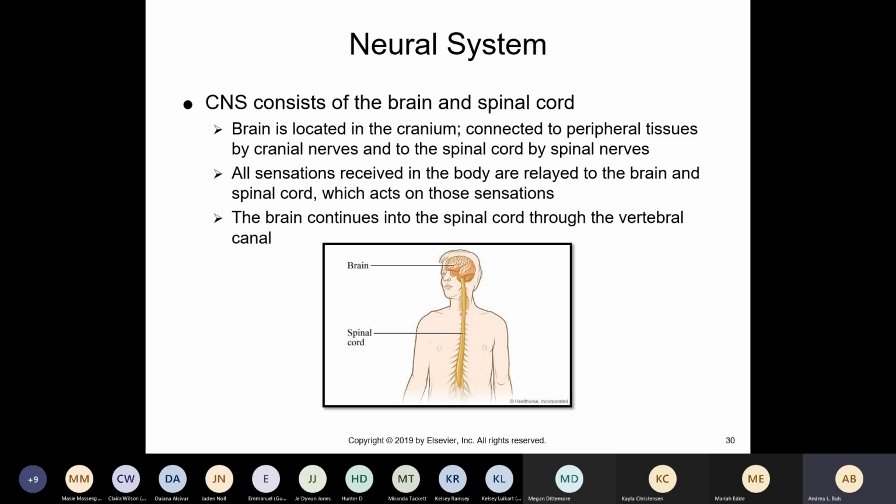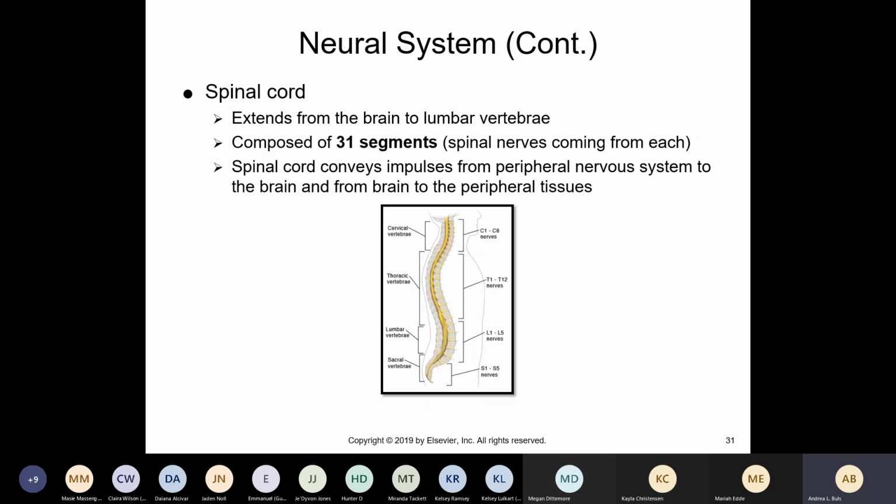The neural system, or the nervous system, is the central nervous system consisting of the brain and spinal cord. All sensations received in the body are relayed to the brain and spinal cord, which will then act on those sensations. So if the brain receives a stimulus that, hey, that burner's hot, it's going to send out a message to the muscles to pull the hand away from the hot burner. So that's kind of how that works.